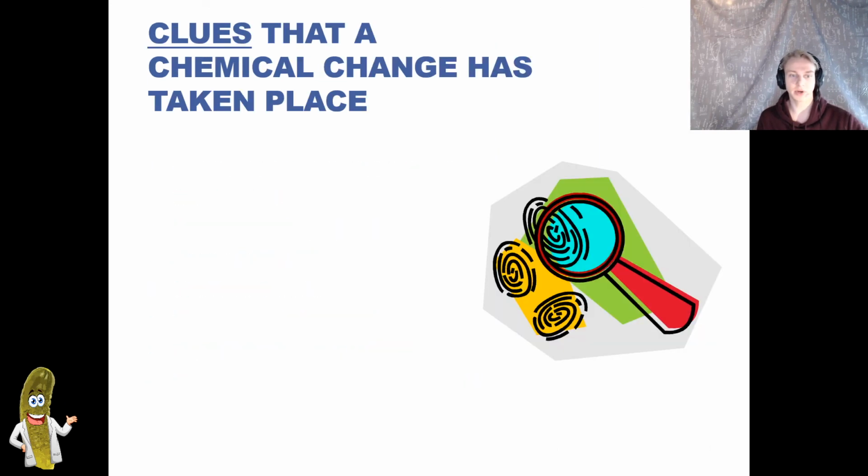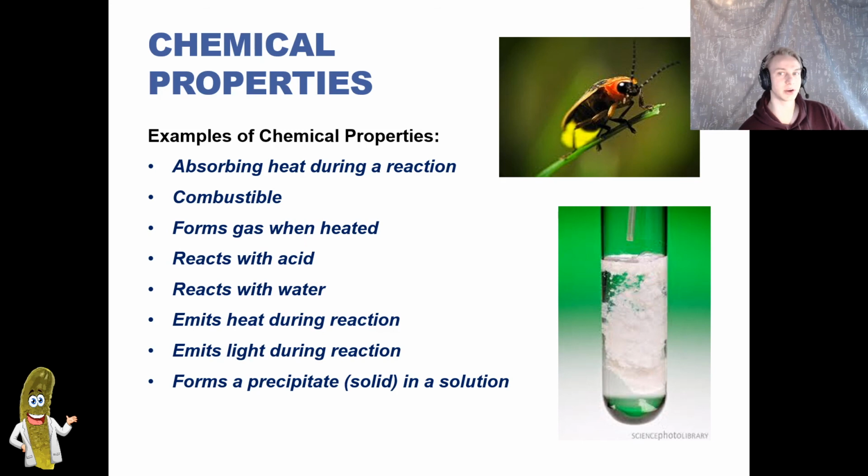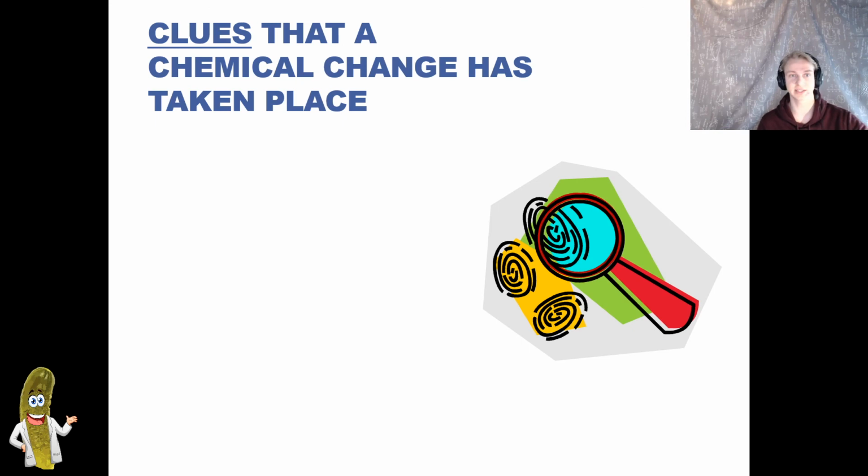So some chemical properties would be absorbing heat during a reaction, if something is combustible, if something forms gas when it's heated, if something reacts with an acid, if something reacts with water, if it emits heat or light during a reaction, or if it forms a precipitate. That's what a precipitate is. It's like the white cloudy stuff in that mixture there. So those are all the examples of chemical properties. Again, these are things that are changing as a result of us adding something in or heating something up. Those are the chemical changes that exist.